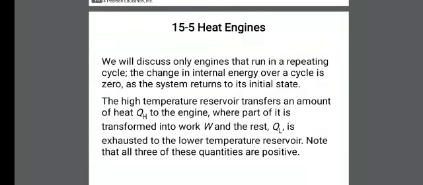Heat engine. We will discuss only engines that run in a repeating cycle. The change in internal energy of a cycle is zero as the system returns to its initial state. The high temperature reservoir transfers an amount of heat QH to the engine, where part of it is transformed into work W and the rest QL is exhausted to the lower temperature reservoir. Note that all three of these quantities are positive. A steam engine is one type of heat engine. The internal combustion engine is a type of heat engine as well.